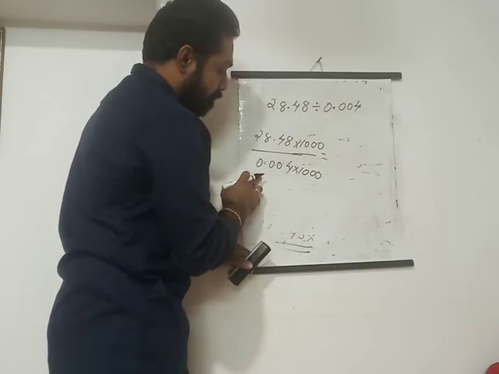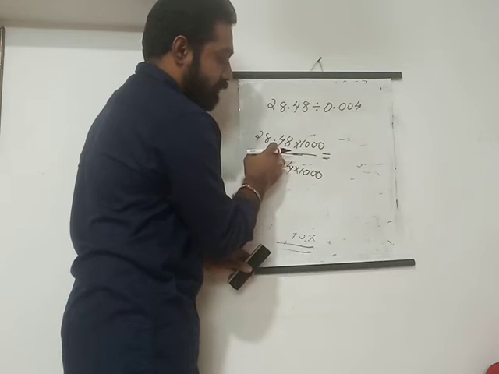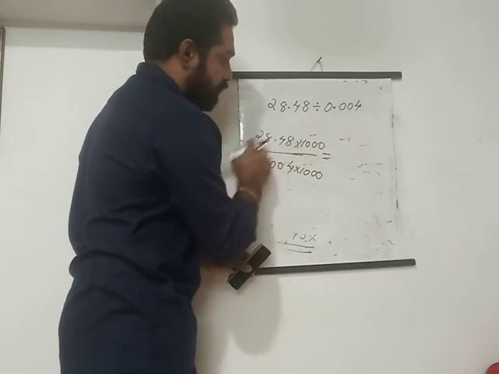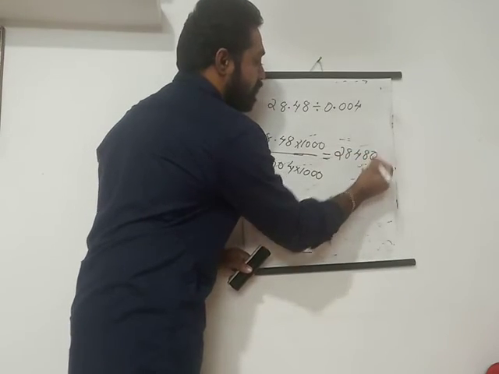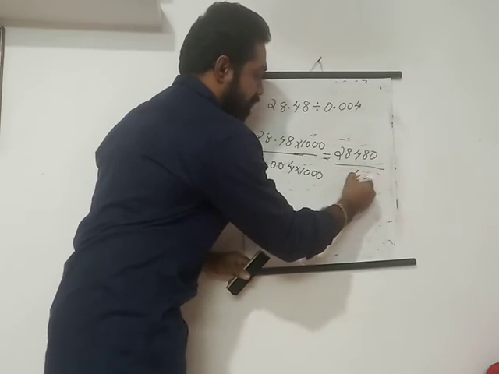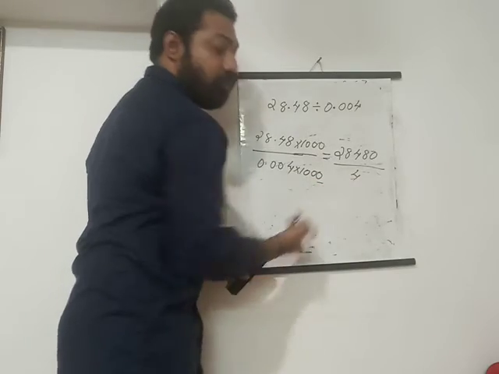Then what will happen? In the numerator you have to think, 28.48 has 2 decimal places only. So 1, 2, 2 zeros go, then the remaining 1 zero is there. So our number becomes 28480. Understand? Divided by, here 1, 2, 3, it becomes 4.